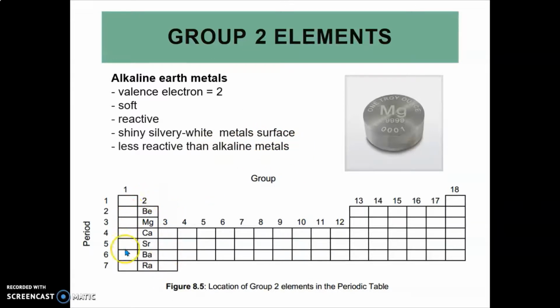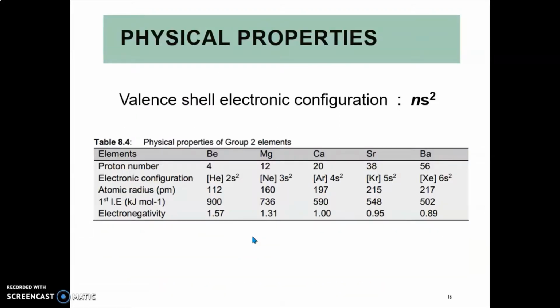This is the location of alkaline earth metals in the periodic table. They consist of beryllium, magnesium, calcium, strontium, barium, and radium. But radium is radioactive, and we will not discuss this element in this lesson. Physical properties for group 2 elements: the valence shell electronic configuration is ns2, with two valence electrons.